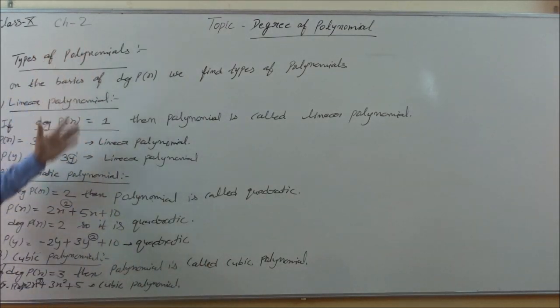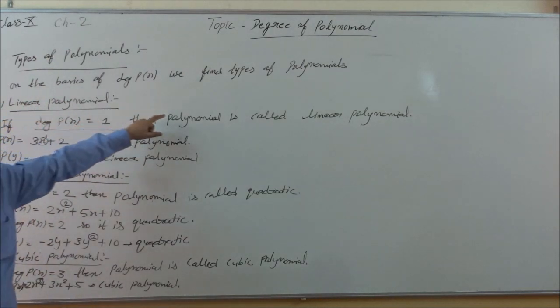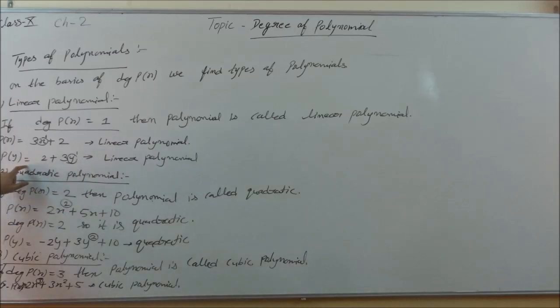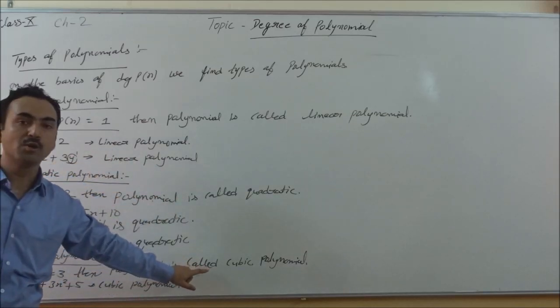So these are the different types of polynomial. You have to remember, if the degree is 1, then it is called a linear polynomial. If the degree is 2, then it is called a quadratic polynomial. If the degree is 3, then it is called a cubic polynomial.